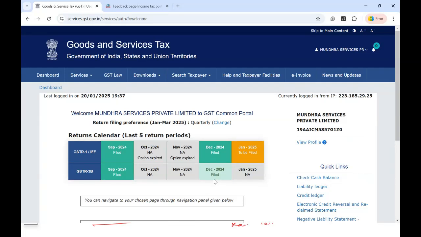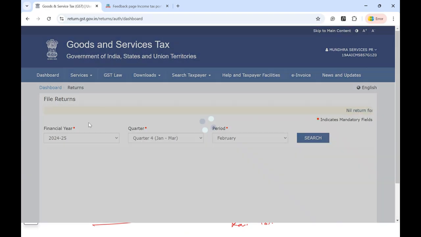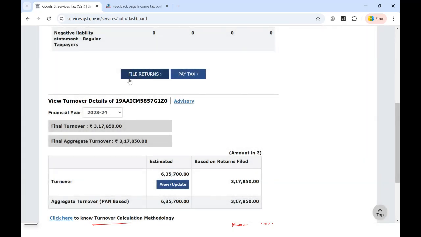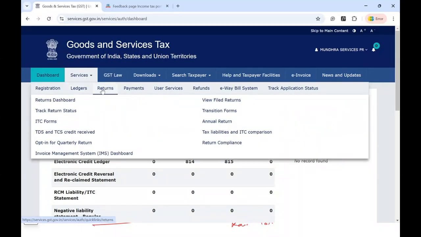These are the options available to me for filing GST return. It is a quarterly filer. One minute. We need monthly. Okay, consider that. I'm going to show you how it works. In this dashboard, we will click on file returns. If you miss that part, you can also use the services tab, then returns, then return dashboard.